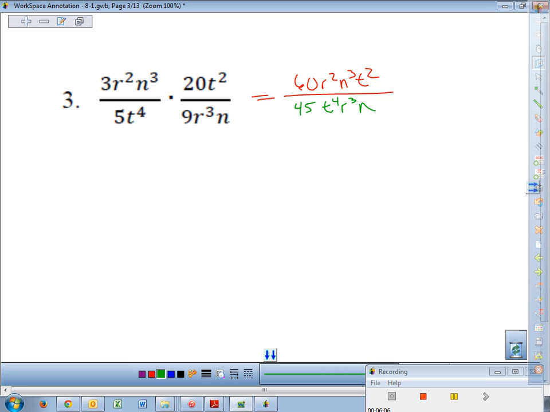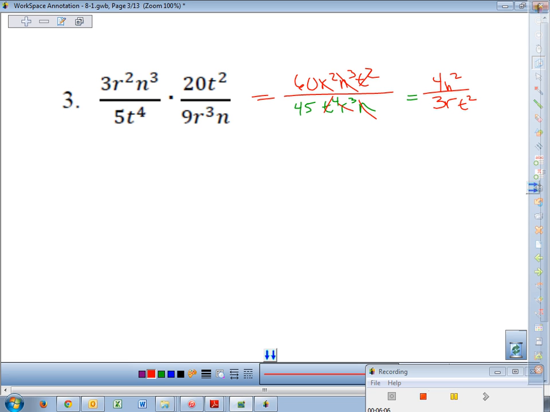Sweet. Coefficients now, see it's monomial over monomial still, right? Monomial over monomial, that's the easy one. Just reduce coefficients, then where are there more with the variables? What's the biggest number that goes into 45 and 60 evenly? 15. So that'd be 4/3. R's, there's one more down. I cross stuff out also. N's, there's 2 more up. And T's, there's 2 more down. Pretty good with that?